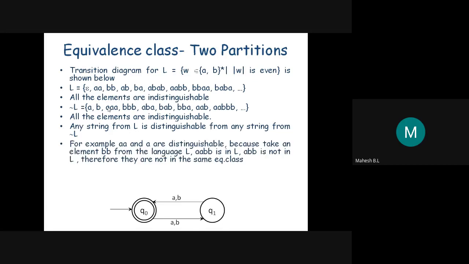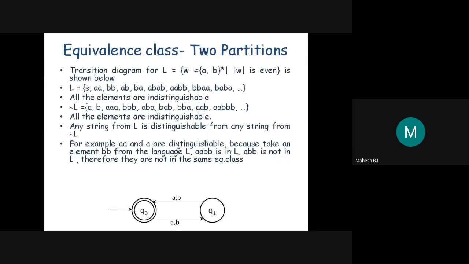Okay. For example, A and A are distinguishable. As you can see, A belongs to L, A doesn't belong to L. Because if you consider a third string BB and then perform the concatenation, AABB is in L, ABB is not in L. So A and A are distinguishable because we consider third string BB, then we concatenate. One string happens to be in L, another string is not in L. That's why they are distinguishable.